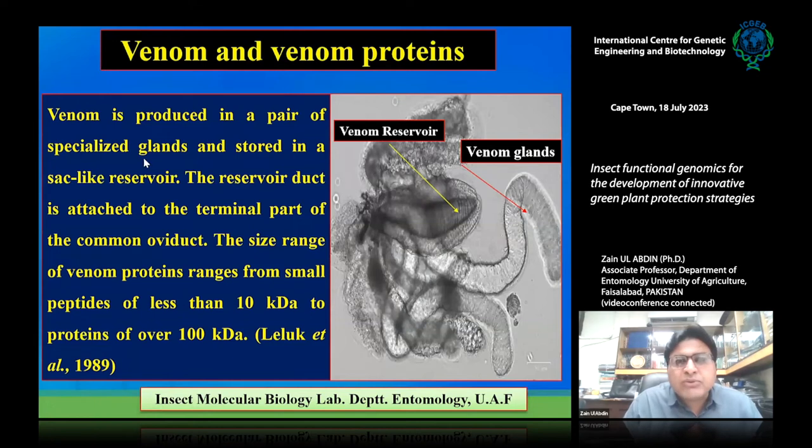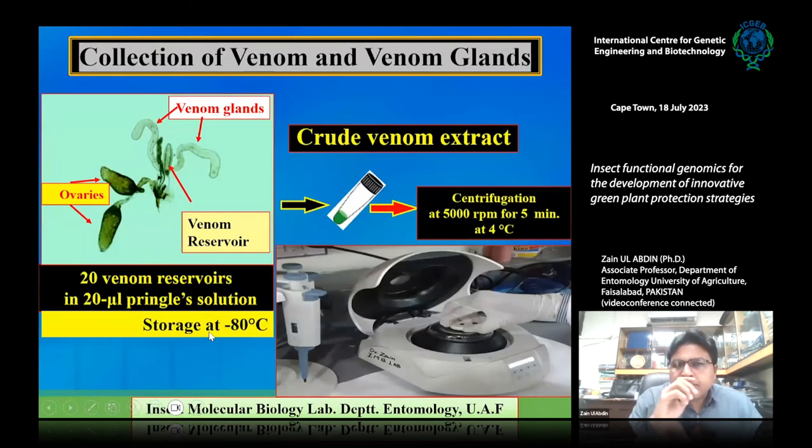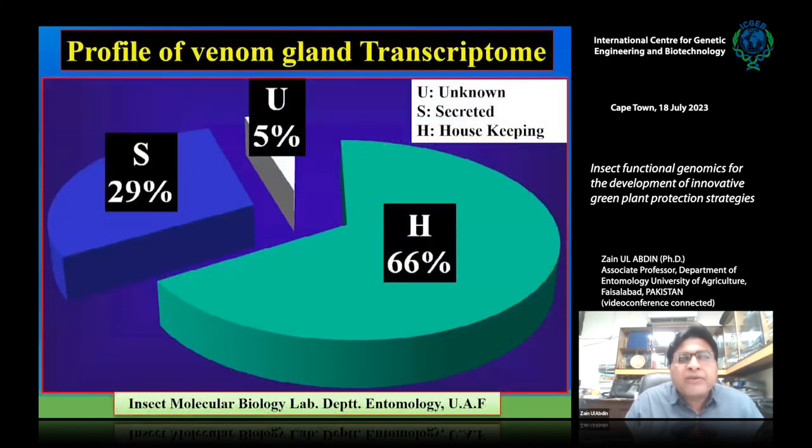Here, you can see venom is produced in a pair of specialized glands. These are the two specialized glands. Venom is produced in the specialized glands and stored in a sac-like reservoir. The reservoir duct is attached to the terminal part of the common oviduct. The proteins range in size from small peptides of less than 10 kilodaltons to proteins of over 100 kilodaltons. And this is just a short way how we are able to extract the venom glands and the venom from these structures. After analyzing the venom gland transcriptome, we are able to classify the whole transcriptome.